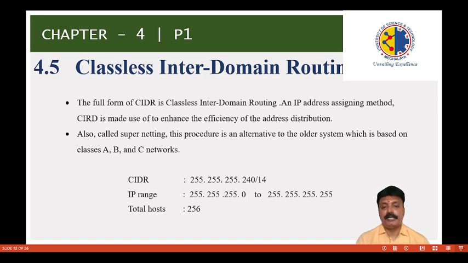This procedure is an alternative to the older system, which is based on Class A, Class B, and Class C networks. So the CIDR range is 255.255.255.240/14. The IP ranges from 0 to 255, which indicates the total number of hosts is 256.